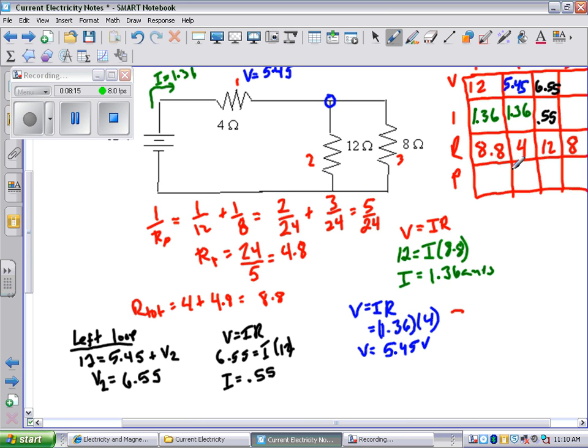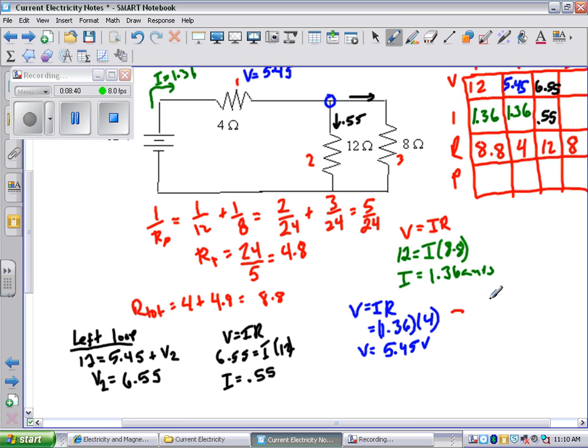All right, now we're almost done. There's a couple of ways I can go from here. I'm going to do it this way. I now know there's 1.36 coming here, and there's 0.55 going down here. Then I'm trying to find this current here. Well, I know that I have 1.36 going into the junction and 0.55 coming out here, so the remainder has to be flowing this way.